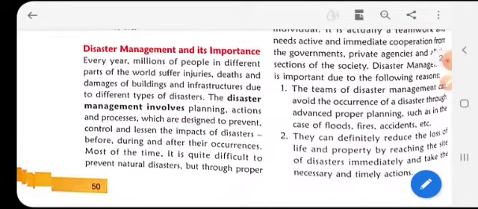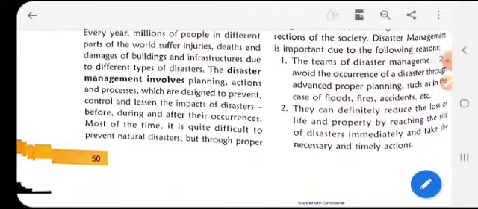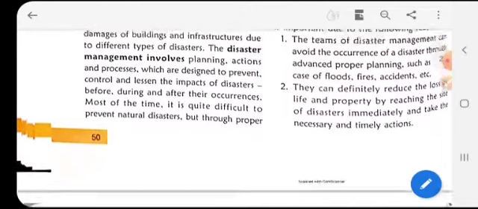First, the teams of disaster management can avoid the occurrence of a disaster through advanced proper planning, such as in the case of floods, fires, accidents. We can make a proper planning how to cope with the situation. They can definitely reduce the loss of life and property by reaching the site of disasters immediately and taking the necessary and timely actions. So this management team can take proper action when there is a disaster, when there is a loss of life and property. So when they reach the site of disaster, they take proper actions to help them.